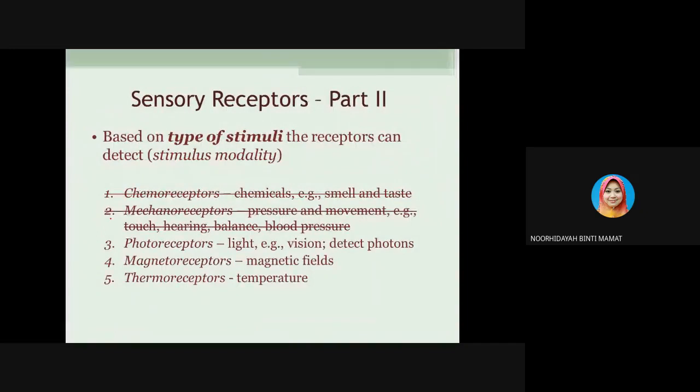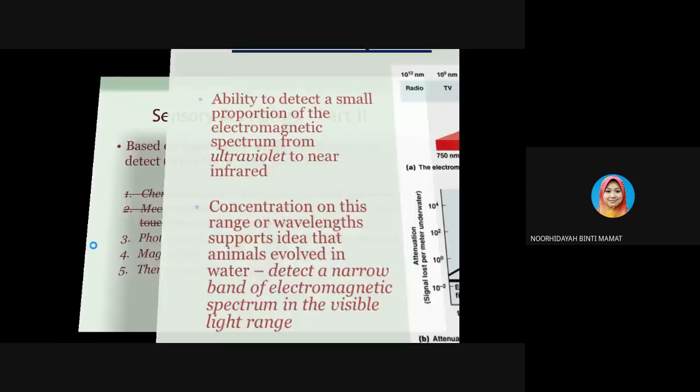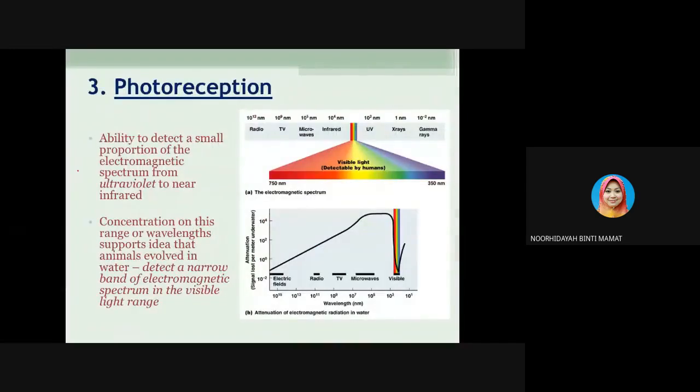Okay, so we are done with the second type of stimuli. So we move to photoreception, the third one. Photoreception is the ability to detect a small proportion of the electromagnetic spectrum, from ultraviolet to near infrared.